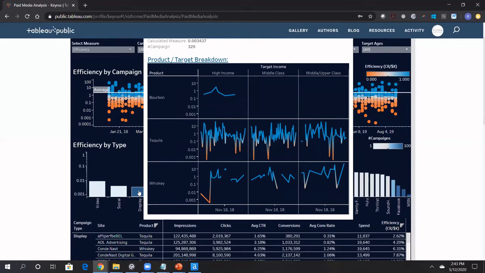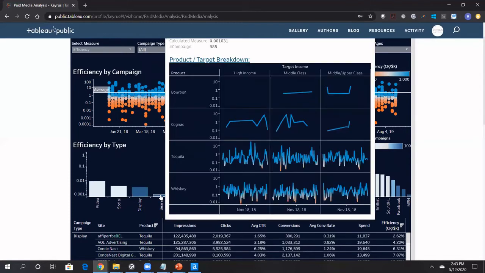So here, when I hover over display, I can see we ran a few campaigns for bourbon for high income, a few campaigns for rye whiskey, but most of our display investment was in tequila and across all target income categories. If I hover over search, I can see that both tequila and whiskey ran probably the most campaigns, and they yielded relatively good returns. So let's concentrate our investment into search.